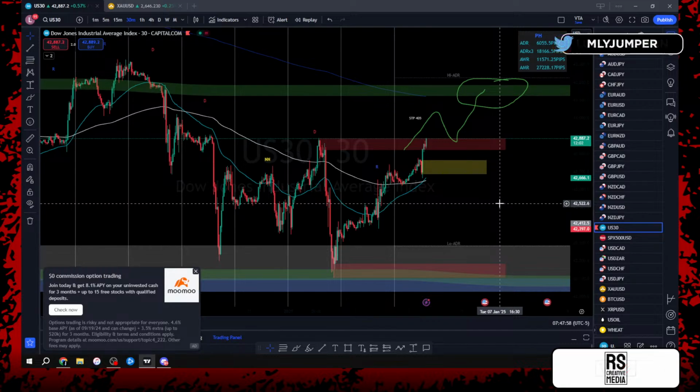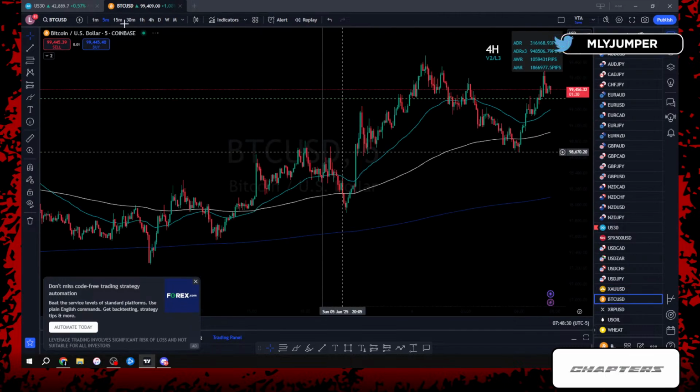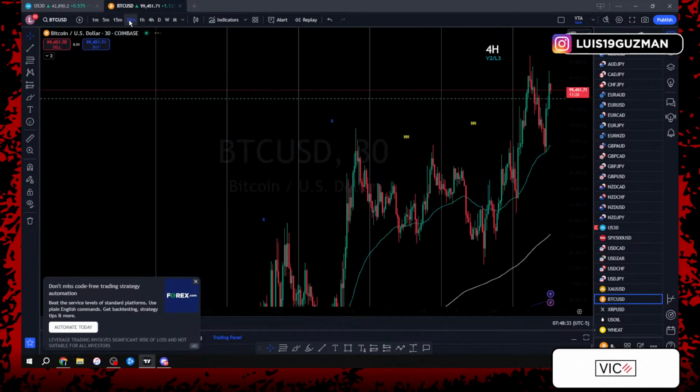Market structure for US 30, Bitcoin, and gold look a bit different from regular currency pairs. Yeah, of course, right? We're talking about US 30, an index, the top 30 US companies, right? Bitcoin is a crypto, right? Cryptos move differently. They have similarities, right? So for example, US 30 and Bitcoin move very similarly, right? Market structure will look different, but when we're looking at it from a day-to-day basis, right, Bitcoin and US 30 move very similar. And I'll give you the example here.